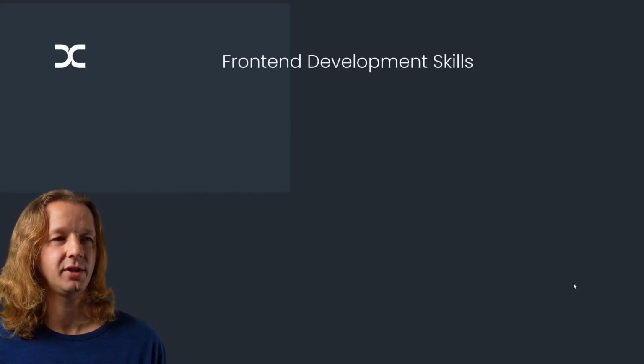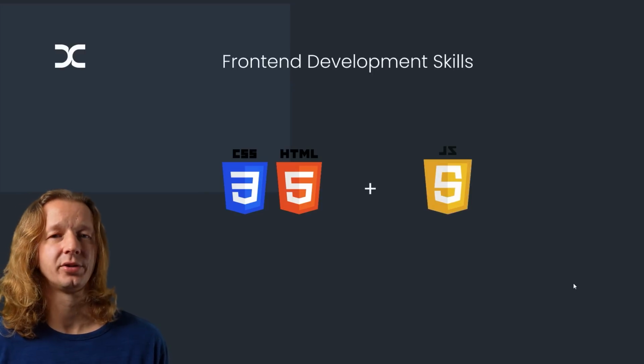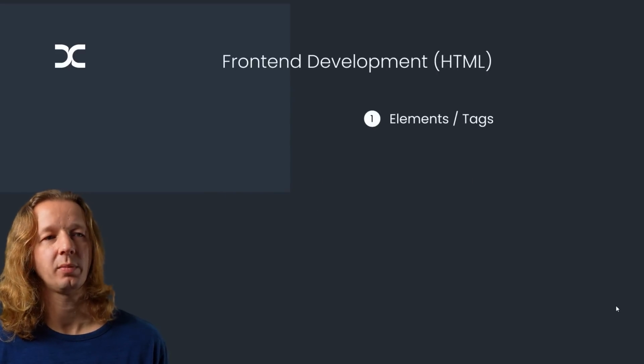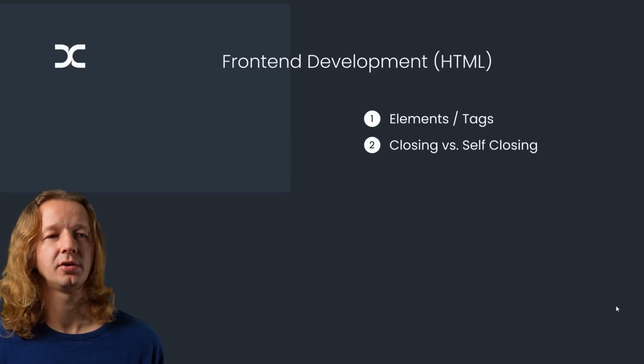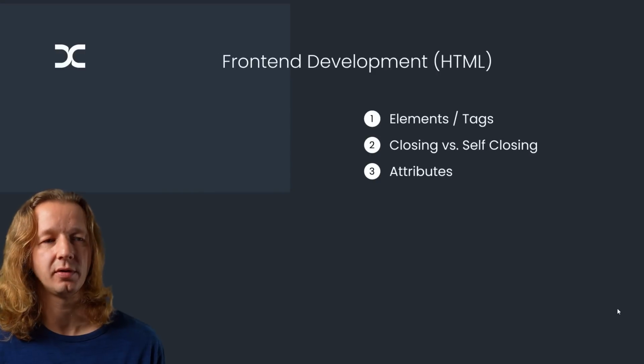So the skills that you would need are going to be HTML and CSS, of course, and then also JavaScript, because JavaScript adds the interactivity, and these three work hand in hand. So front-end development, of course, if we're going to talk about that, we need to talk about HTML. So understanding elements and tags, understanding the concept of closing versus self-closing tags, attributes. There's so many different attributes and how they work.